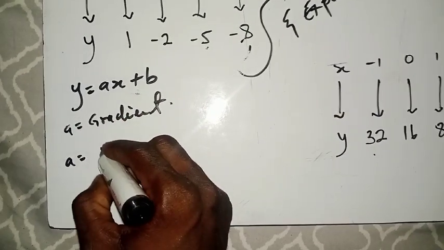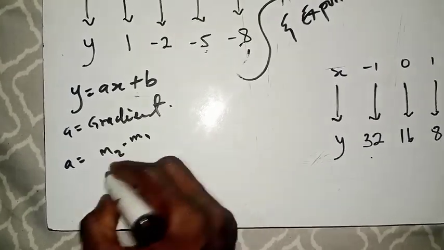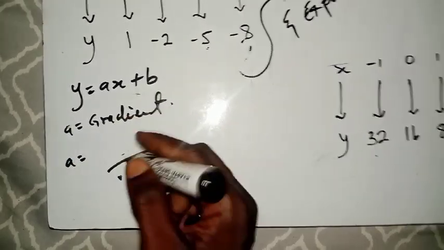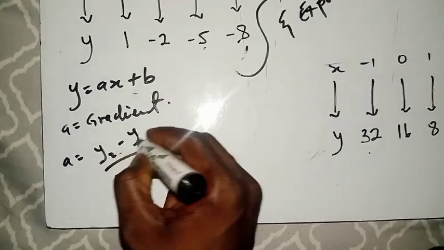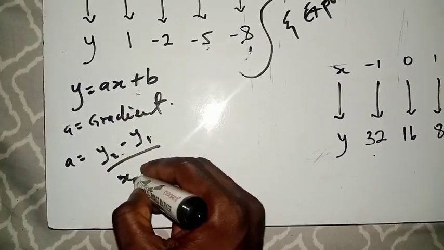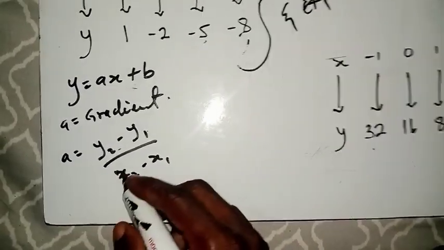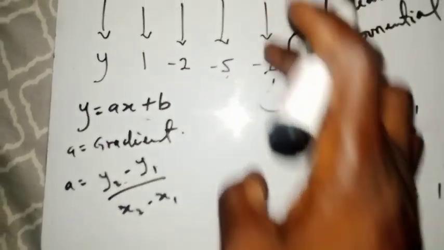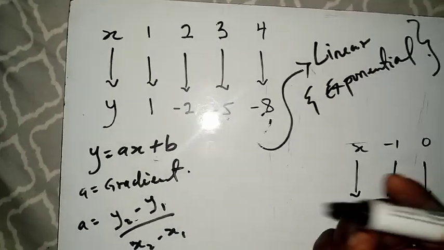So here we have m2 minus m1 divided by... should I use m2? Okay, let me use y2, because you have y2 minus y1 divided by x2 minus x1. Don't panic about these letters here. They are all just numbers coming from these things. So that is very easy. I believe most of you know how to do this.